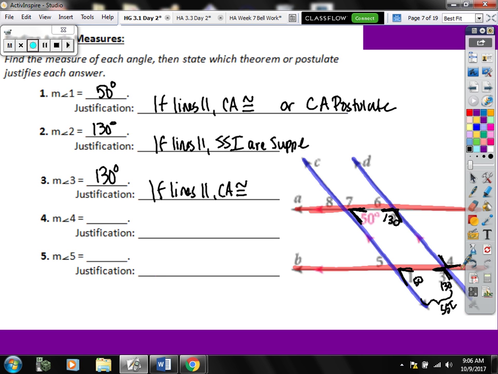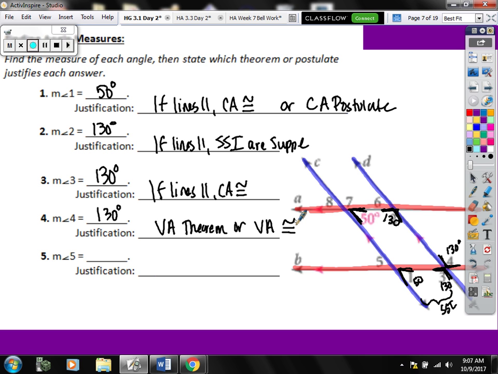Joseph? 130. Reason? Vertical angles. Good. Vertical angles. Either write out vertical angles theorem or write out what the vertical angles theorem says, which is vertical angles are congruent. Whichever you prefer. And lastly, 5.